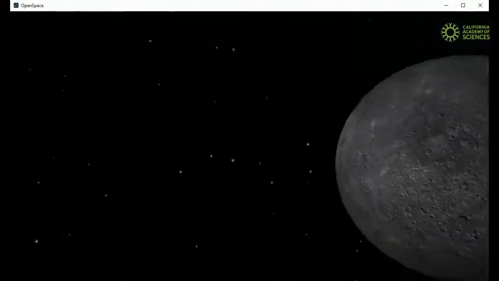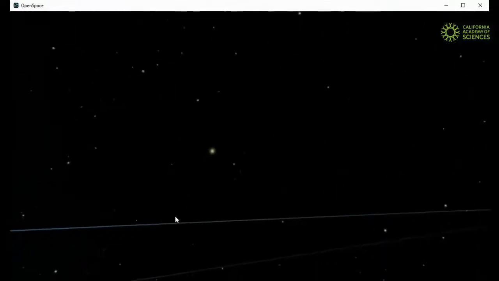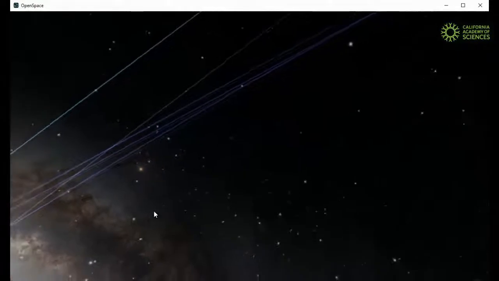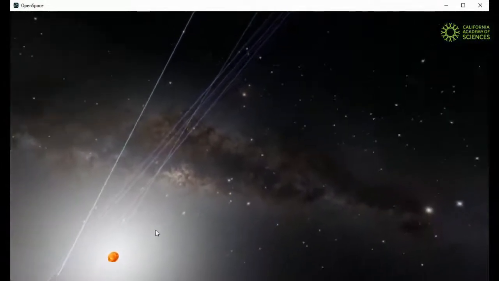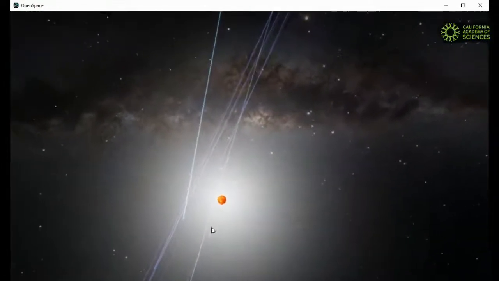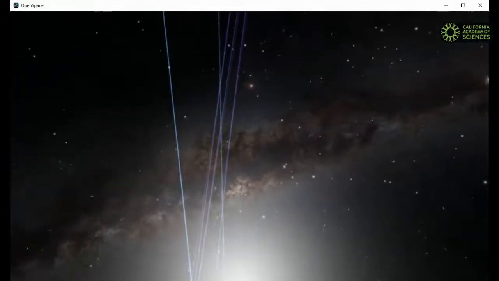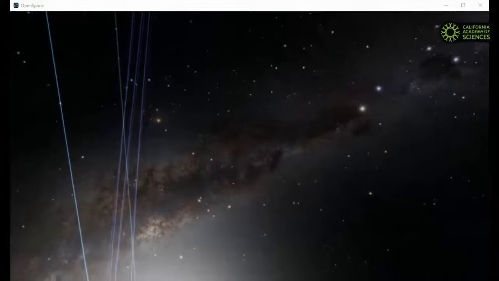So this is a free open source software, one that you can download for yourself and use at home. So if you think I'm doing a bad job piloting and you think you could do better, by all means do so. Download it, check it out, impress your friends and family. It is a really fun way to explore our solar system and beyond.